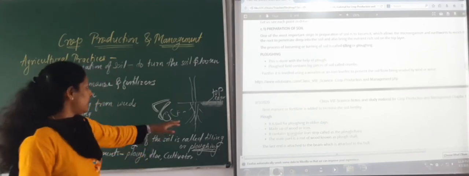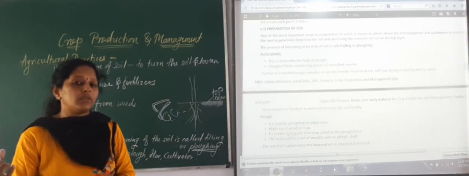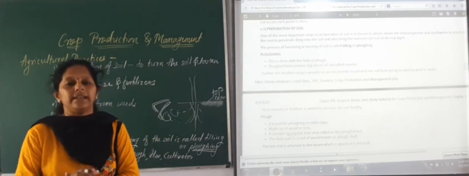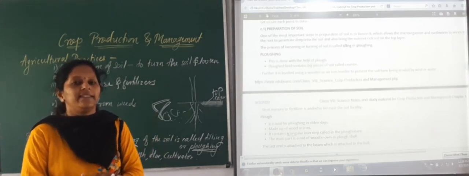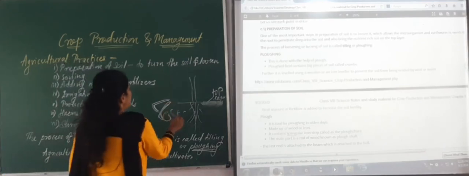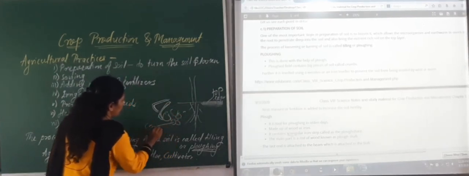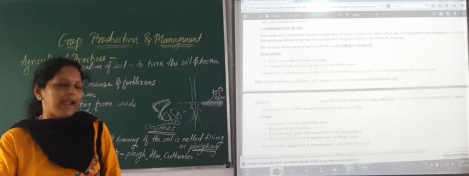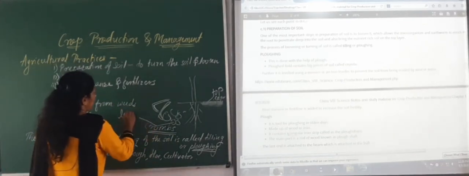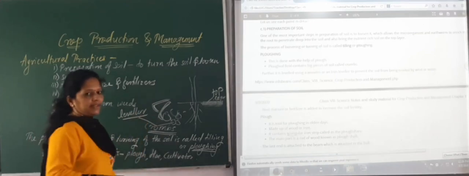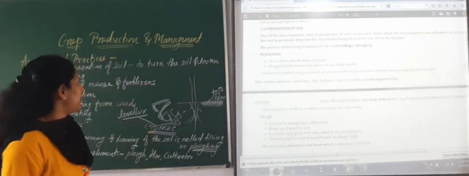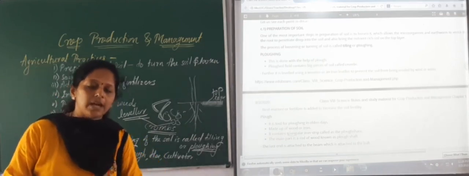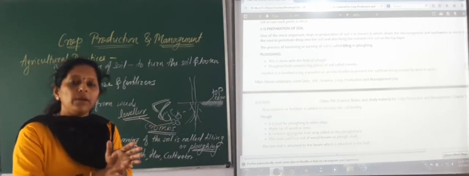So that is the turning and loosening of the soil. When plowing takes place, crumbs will form, which means big soil particles form, and it is necessary to break those crumbs. That is done with the help of a leveler. Leveling of the soil takes place with a leveler, and when farmers do the leveling, the crumbs break.